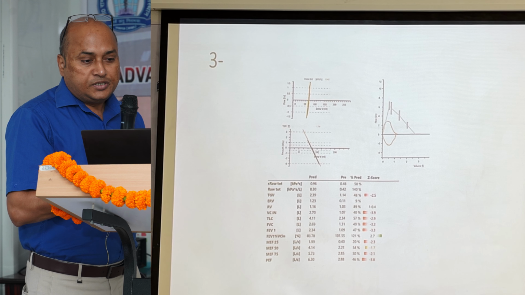The take home message in this case: the body box is required in certain conditions, like if the patient cannot perform spirometry, if we have confusion about emphysema versus restriction, to follow up and diagnose restrictive lung disorders, and to see the airway resistance.